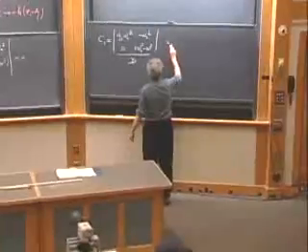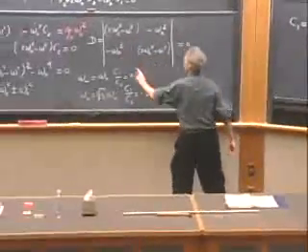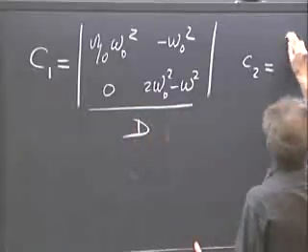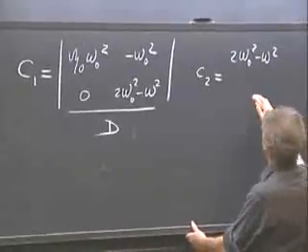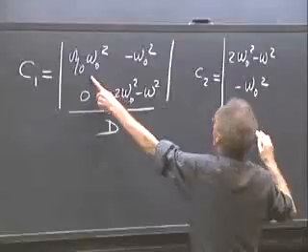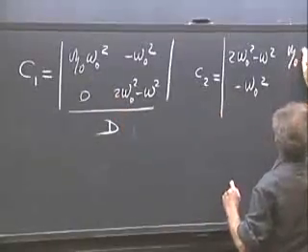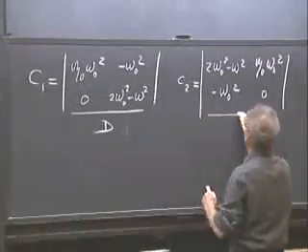And then C2 becomes, the first column is like this. That is 2 omega 0 squared minus omega squared, minus omega 0 squared. And now the second column becomes eta 0 omega 0 squared and a 0 divided by d.